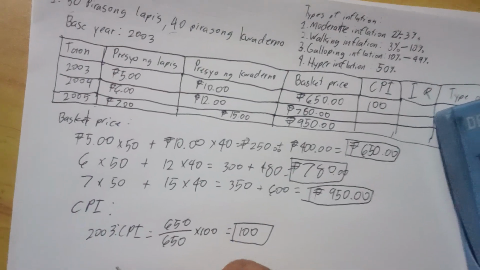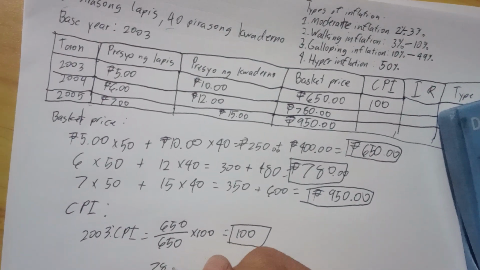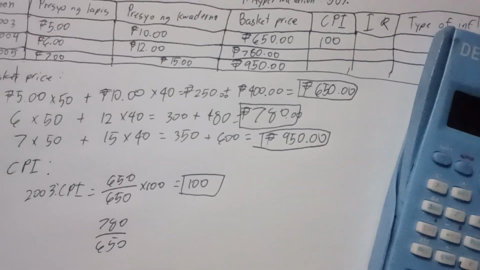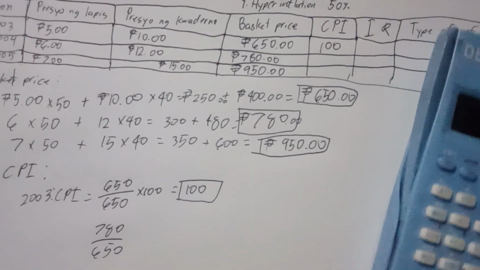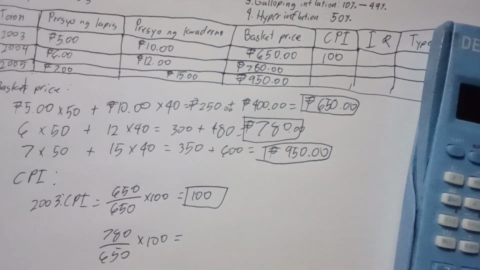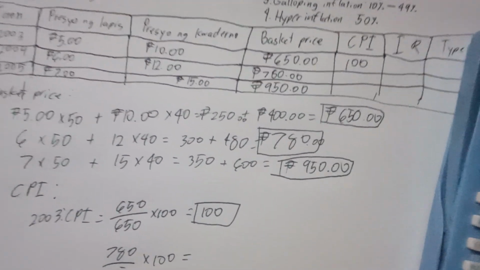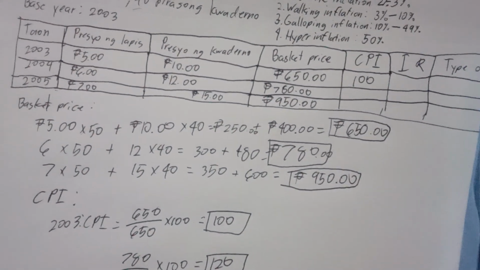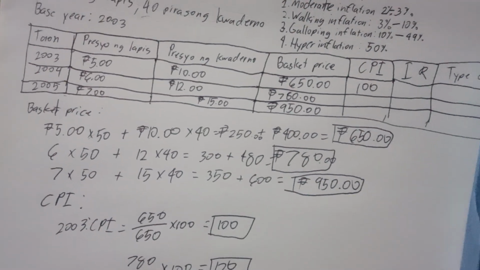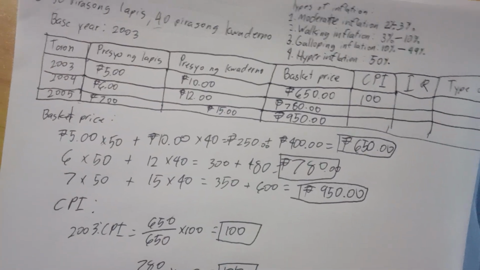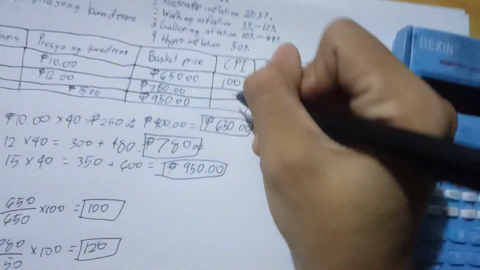For 2004, it is 780 divided by 650. 780 divided by 650 is 1.2, times 100 is 120. Yeah, it's 120.